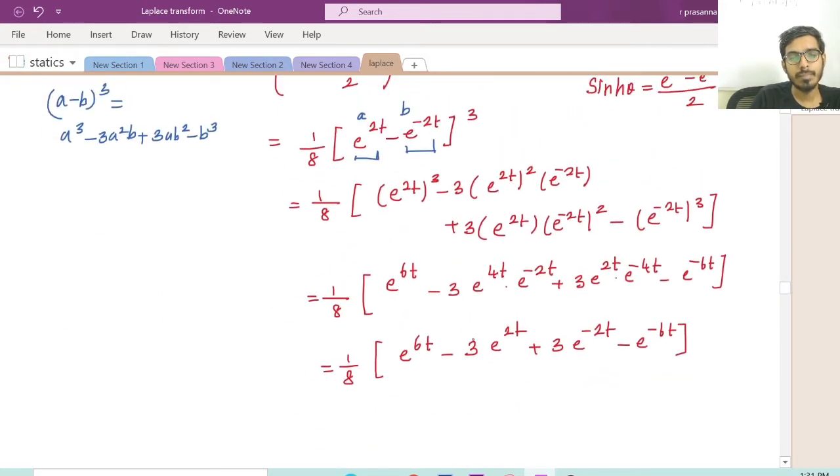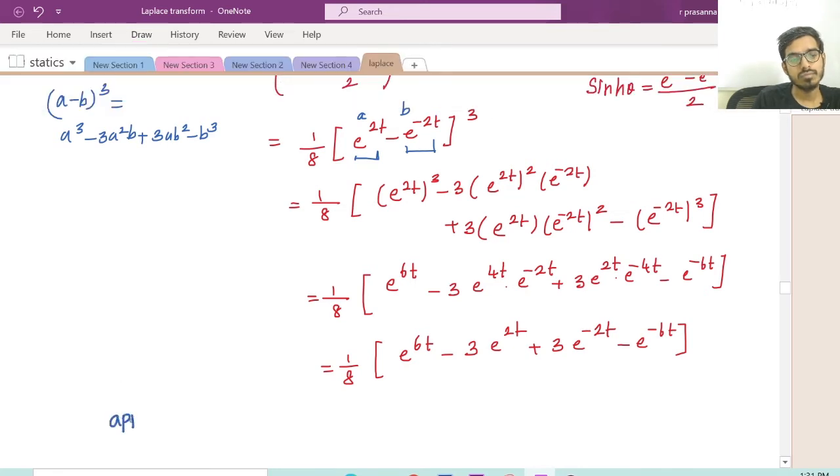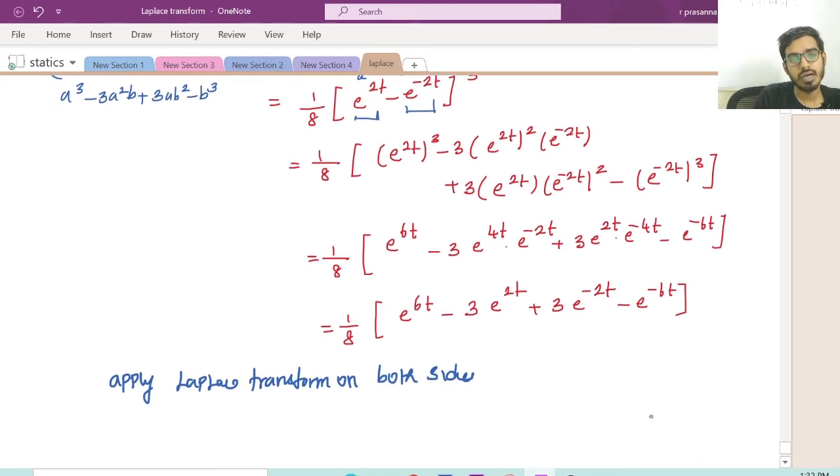So now what we'll do is apply Laplace transform on both sides. If I apply Laplace transform, here we will have L of f of t. So my f of t is equal to sinh cube of 2t, right? And I can apply Laplace transform inside, right? I can take L inside. Why? Because L satisfies the linearity property.